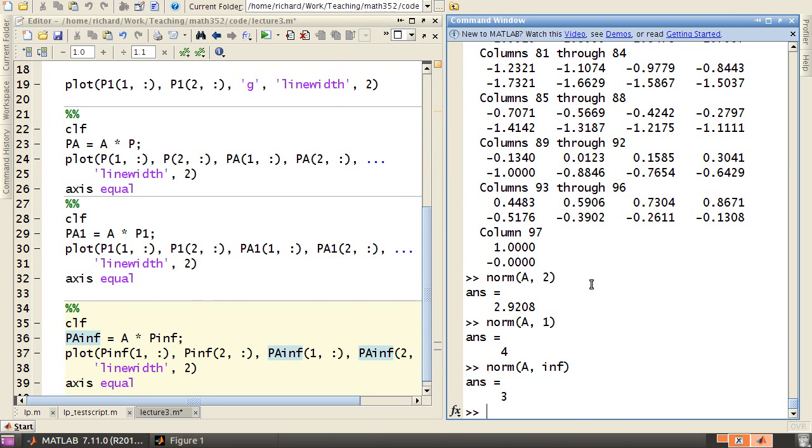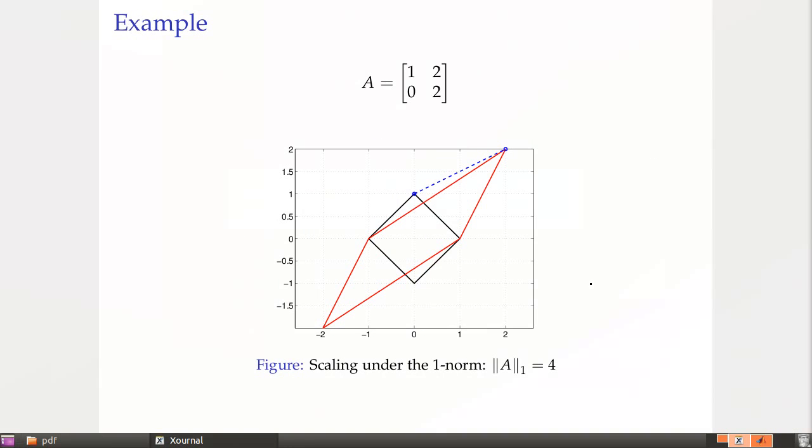Now one thing you can see that's different between the vector norm and the matrix norm is that the 2 norm is not necessarily sandwiched in between the 1 and the infinity norm. That property is only true for vectors, not for the induced matrix norm. So I'll flick back to my presentation.